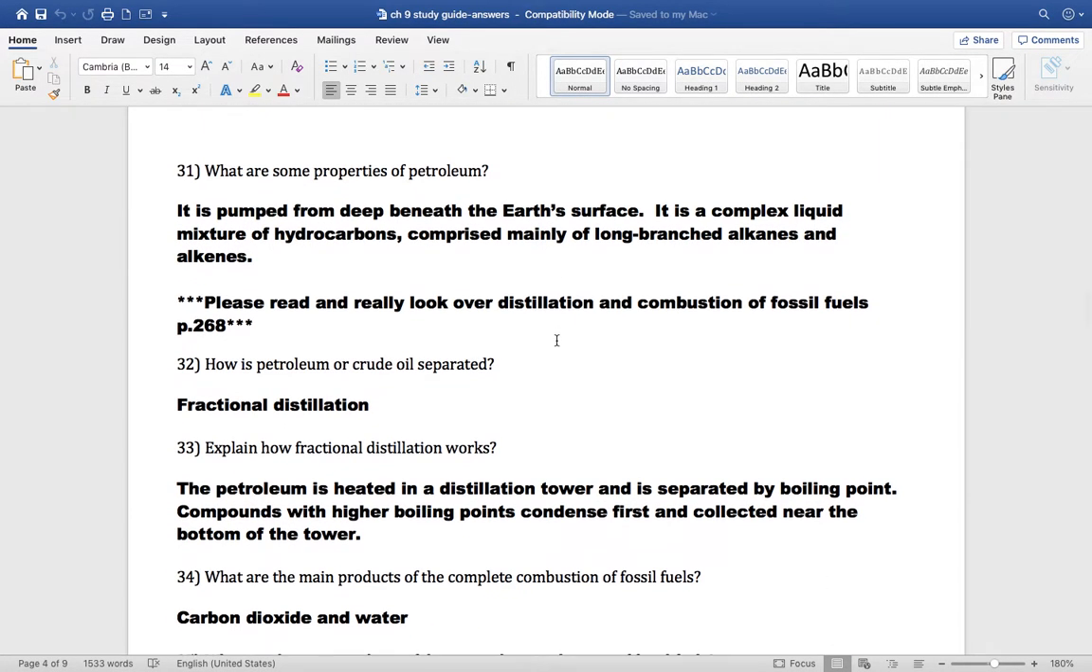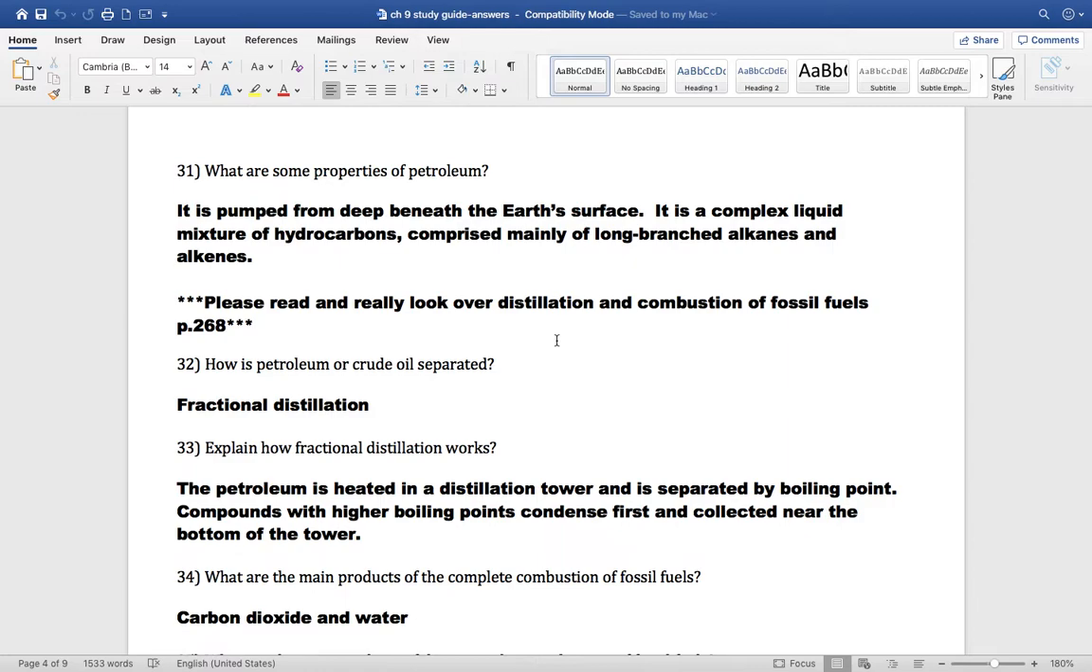What are some properties of petroleum? It is pumped from deep beneath the Earth's surface. It is a complex liquid mixture of hydrocarbons comprised mainly of long branched alkanes and alkenes. So that means that they are either single bonded or at least have some double bonds.